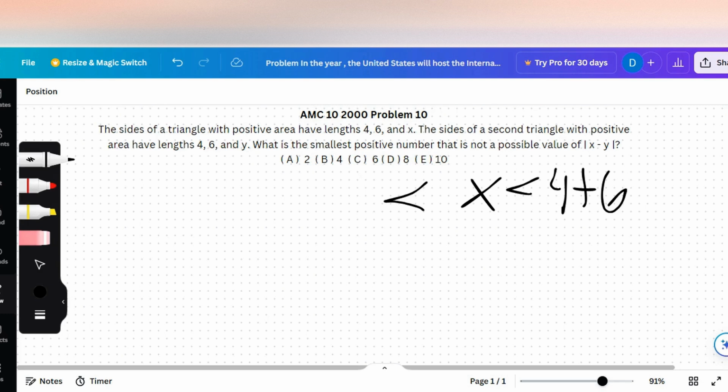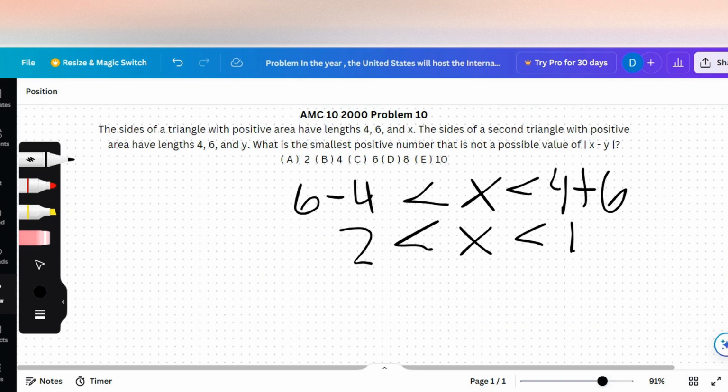And then we also have another restriction where x can't be smaller than the difference of the other two sides, which is 2. Sorry, I'm struggling to write it here. That also makes sense, because if you have 1, you can't create a triangle. So x has to be larger than 2, and x has to be smaller than 10. And y is the same because it's the same sides.